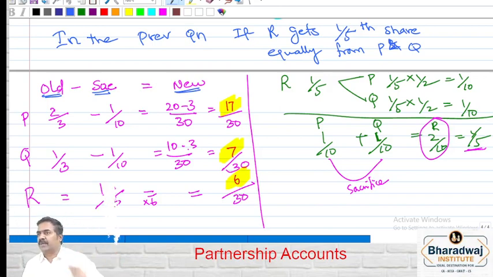Do you understand the differences between the three questions we have done? In the first question, only the old ratio and the new ratio are given. In the second question, only the new partner ratio was given. In the third question, the new partner ratio along with how it is contributed by the other partners is given. Shall we proceed?